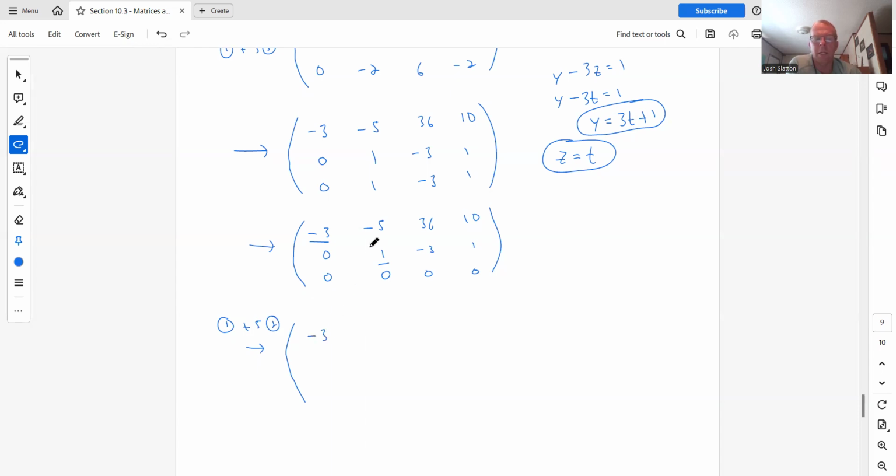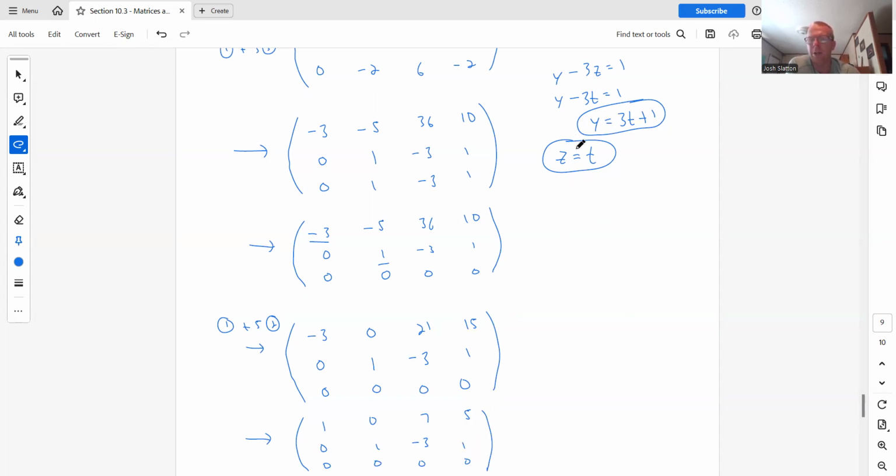So we get -3. -5 plus 5 would be 0. 36 minus 15 would give us a 21. And then 10 plus 5 would give us a 15. And then we can divide row 1 by 3, or -3. And see, this just makes things easier while we're finding the solution. You could keep going the way I was going before, but I think this way is a little bit better. So these have not changed. We didn't change row 2 and row 3 at all.